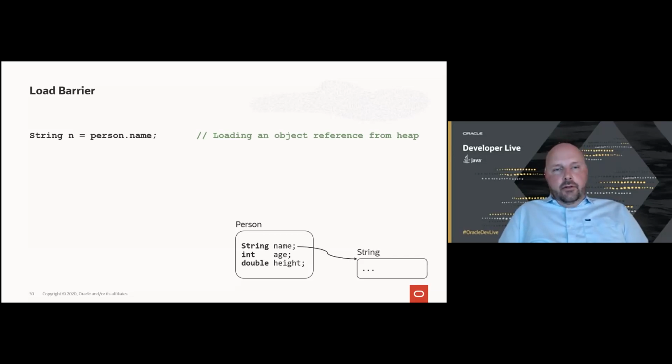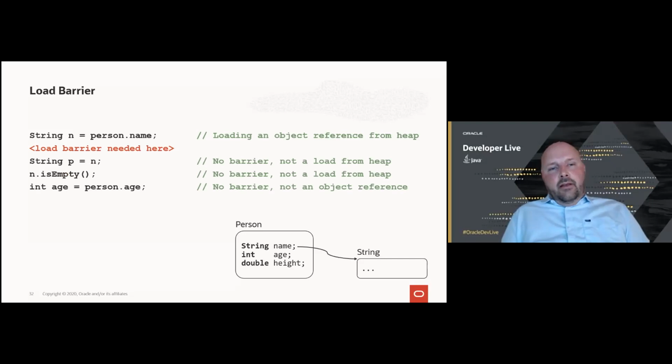And so a little example here, we have an instance of Person. The Person class has a name, age, and height field, where the name is an object reference pointing to a String. In this example, we are saying n = person.name. So we're loading the object reference in the field name, and storing that into the local variable n. This is a typical example of where we're loading an object reference from the heap. So the JIT will go ahead and insert a load barrier right here.